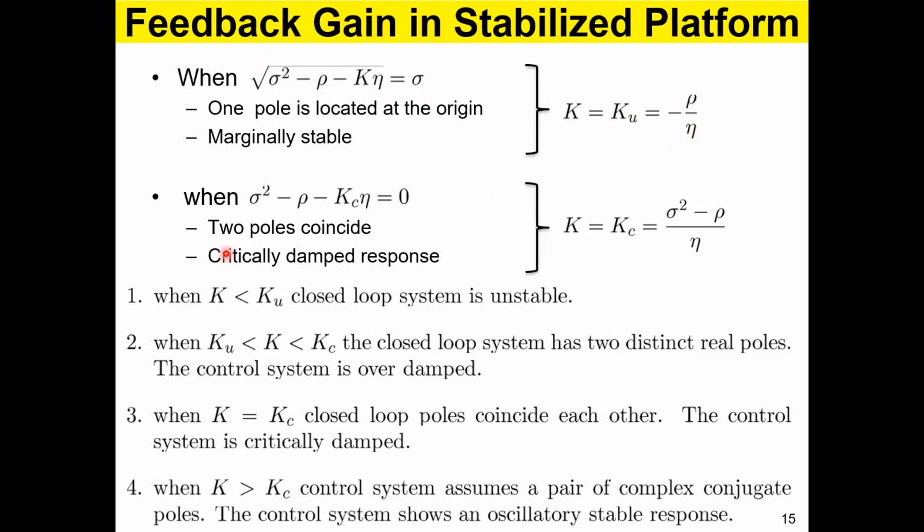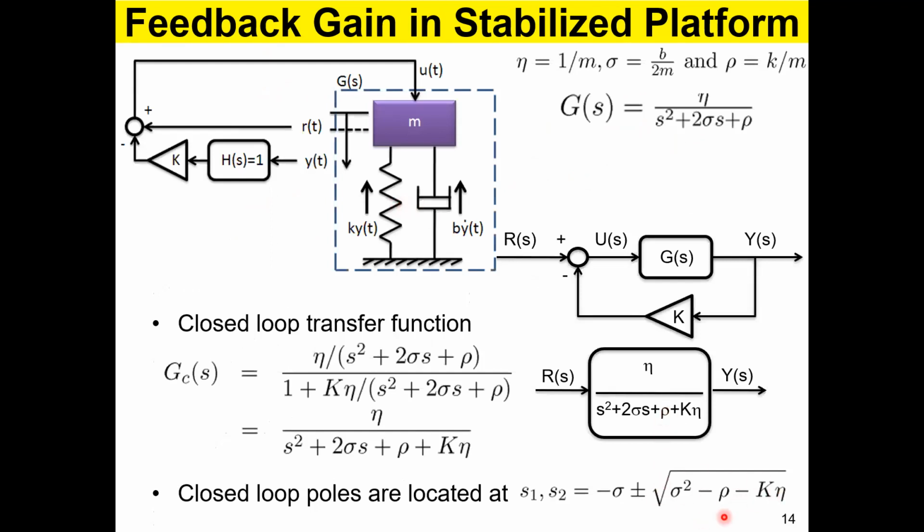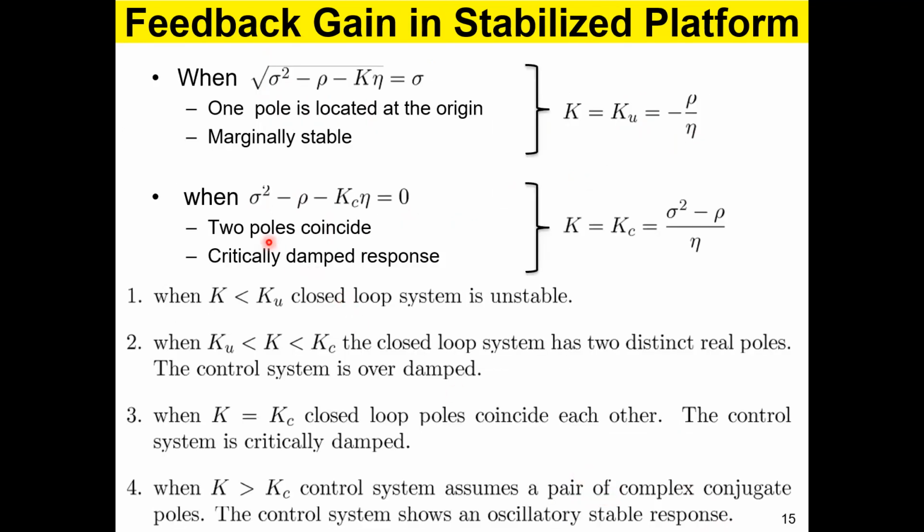Also, you can see when the determinant is 0, we saw that earlier, the two poles are on top of each other. When this is 0, s1 and s2 are at minus sigma, coincident poles. When the poles are coincident, we call it a critically damped response. So when you set this to 0, you can calculate your K, which is sigma squared minus rho over eta, the critical gain.